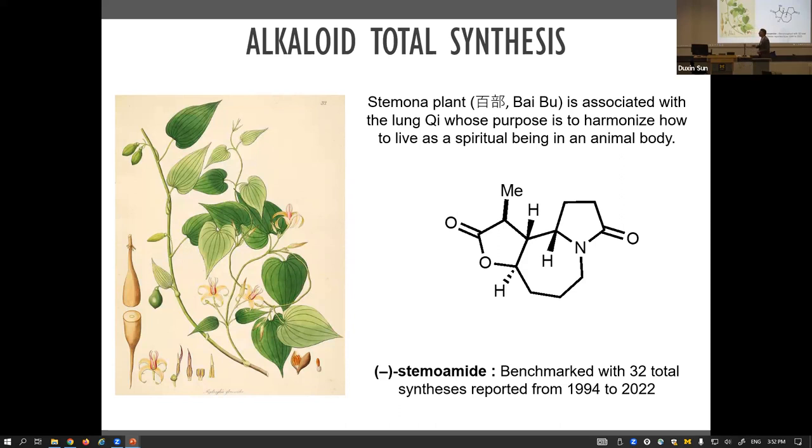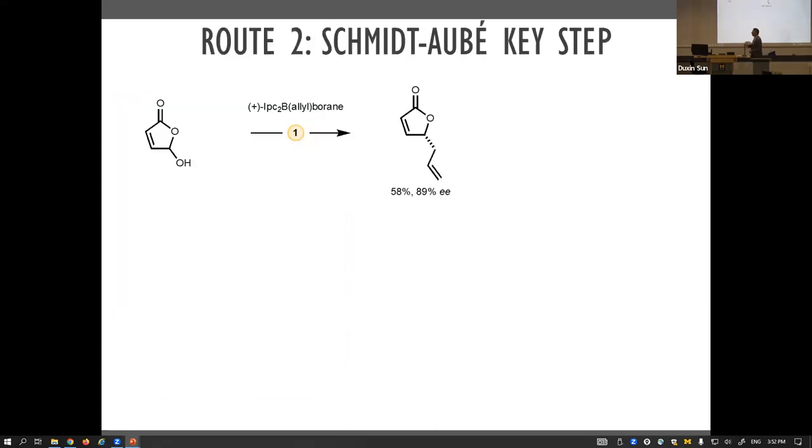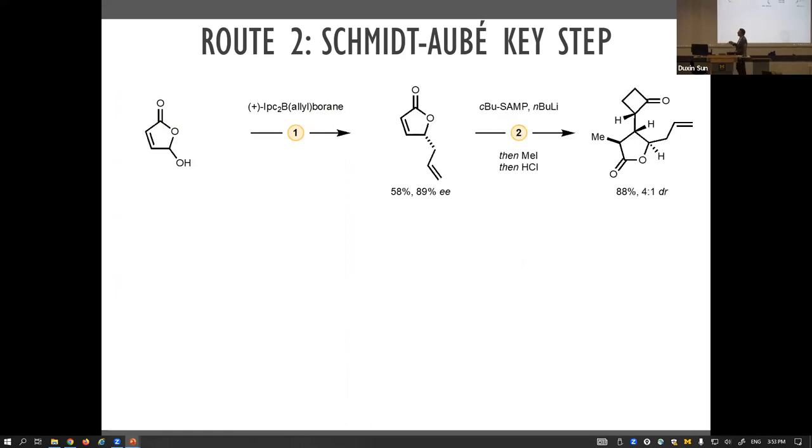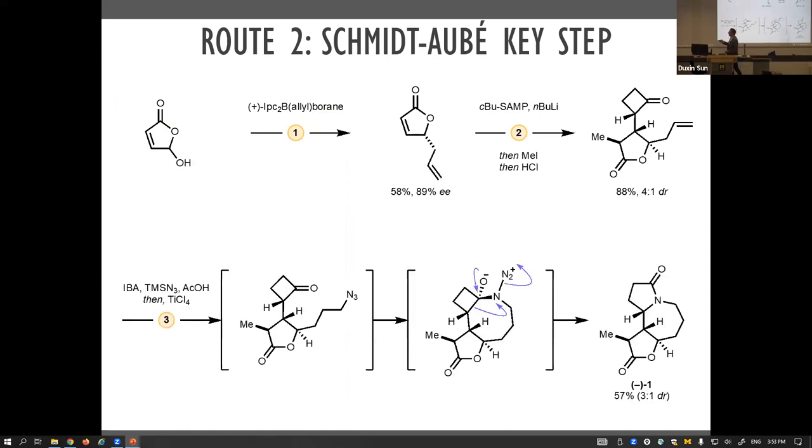We plugged it into a different software and achieved the following synthesis, where we buy this lactol, we do what's called a Brown allylation. We install the cyclobutanone and then add a hydroazidation reagent and work up with TiCl4. The synthesis is done in 3 steps. And this is just a really short synthesis of this particular molecule. And so we're very excited by this work.